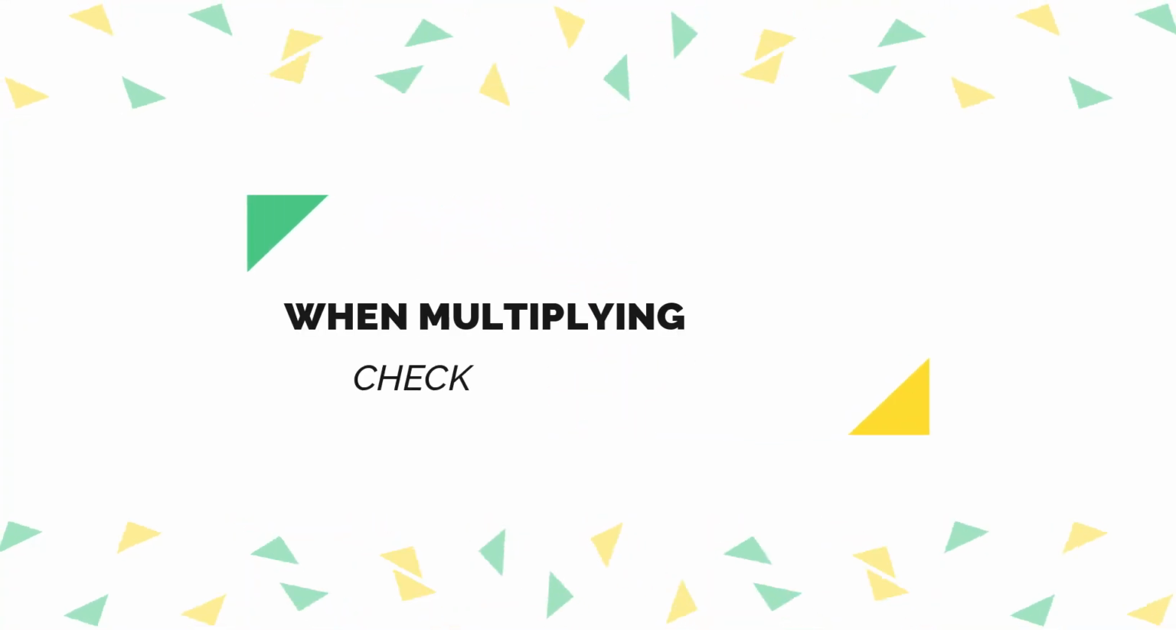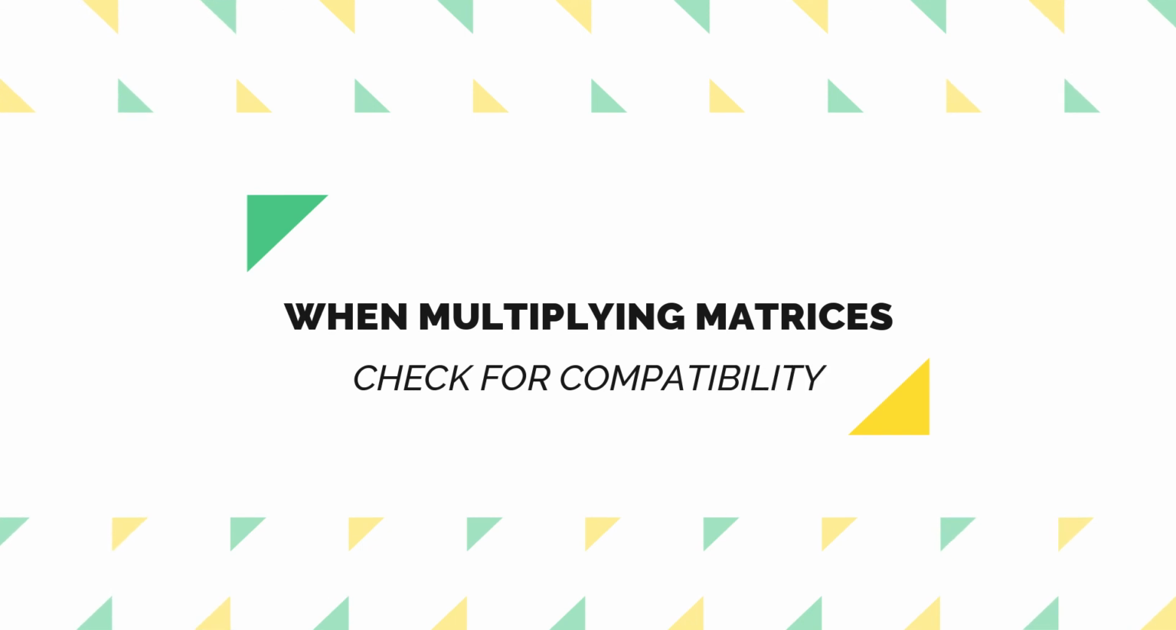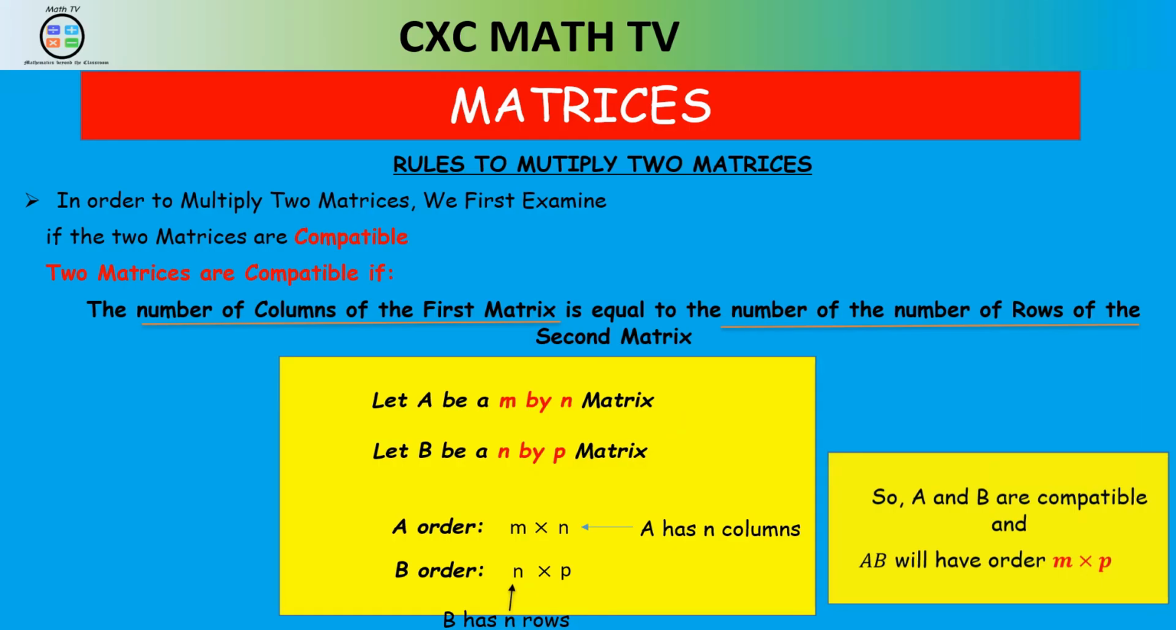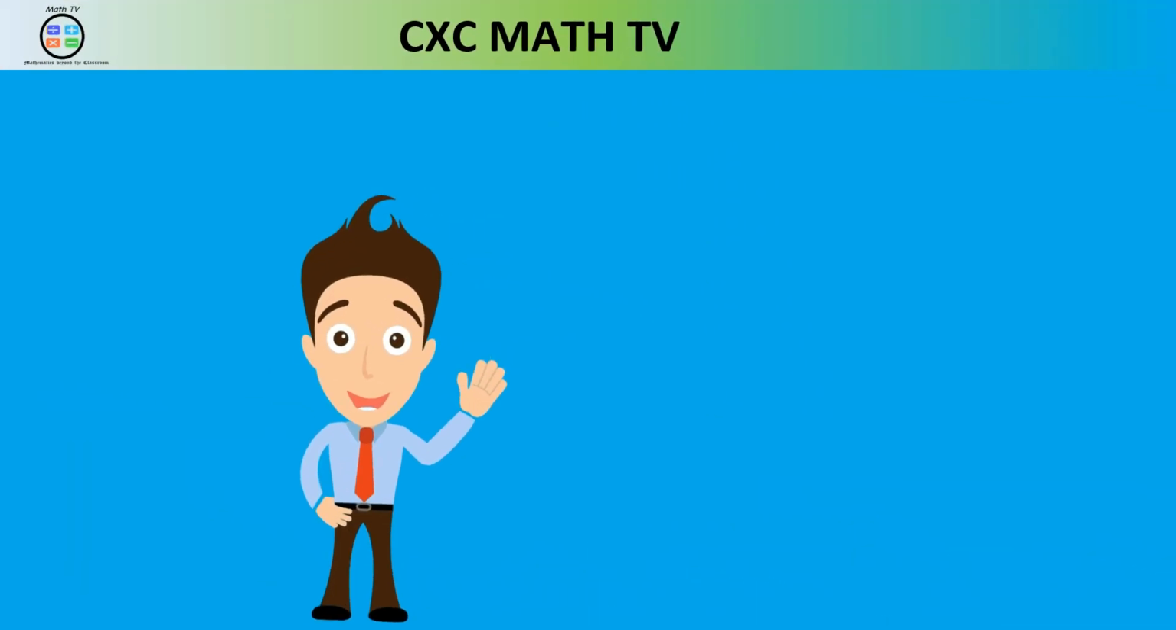And so anytime you're multiplying two matrices, first thing we need to check is their compatibility. Two matrices can be multiplied, or they're said to be compatible, if the number of columns of the first matrix is equal to the number of rows of the second matrix.